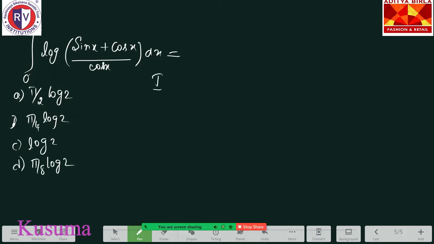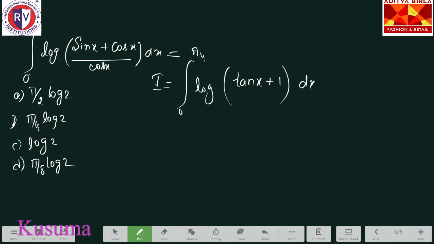Okay, let us consider this integral from 0 to pi by 4 of log of (sin x plus cos x) by cos x. So we can write this as log of (tan x plus 1) dx. On dividing, sin x by cos x will be in the first term plus cos x by cos x, and that one we will get as tan x plus 1 into dx.